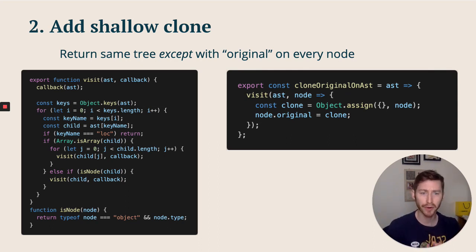We could have used the spread operator here, as that does the same thing. And then we will do our comparison using just the top level properties, which are enough to compare the 2 AST nodes and determine if they've changed or not. Overall, our code here will return the same tree, except with the original property on every single node. So quite a straightforward job.